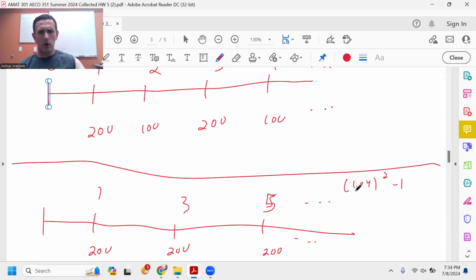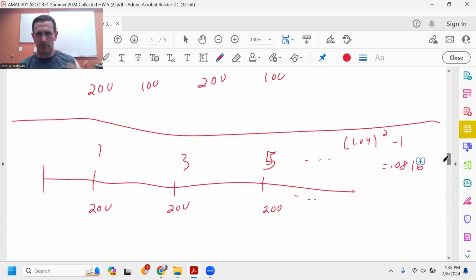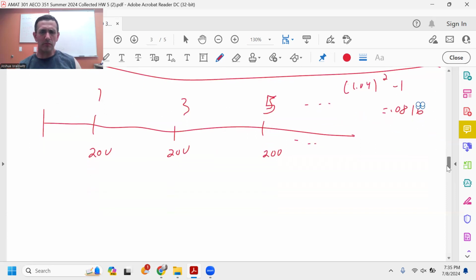So 2 years of growth corresponds to the growth factor of 1.0816. So if you grow by 4% per year, you are growing by 8.16% every 2 years. Those two things that I just said mean exactly the same.